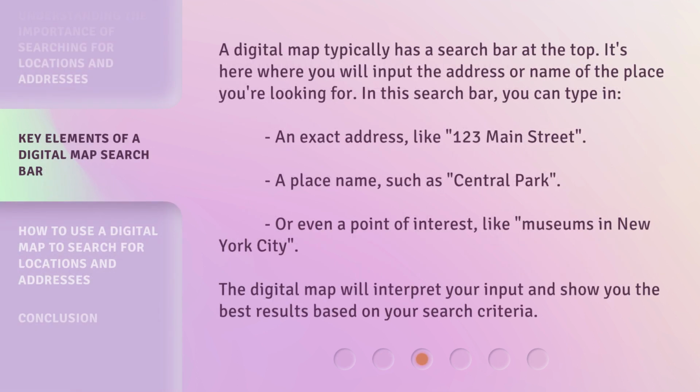A digital map typically has a search bar at the top. It's here where you will input the address or name of the place you're looking for. In this search bar, you can type in an exact address, like 123 Main Street, a place name, such as Central Park, or even a point of interest, like museums in New York City. The digital map will interpret your input and show you the best results based on your search criteria.